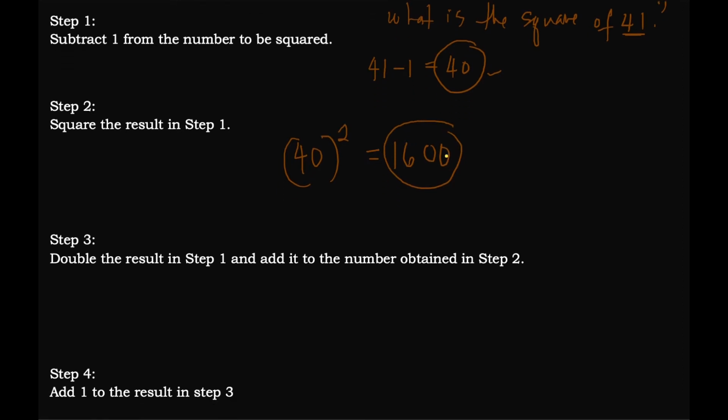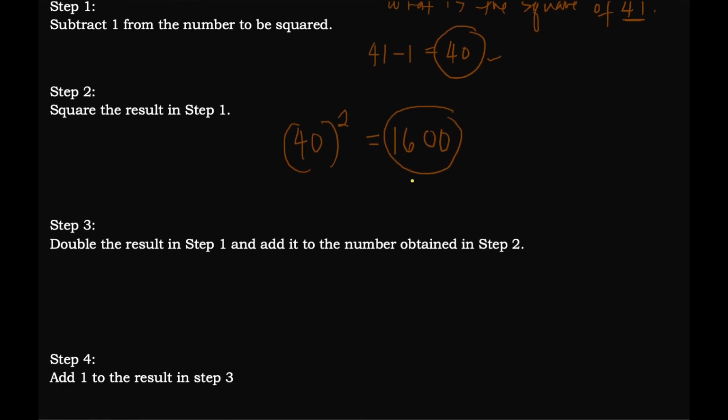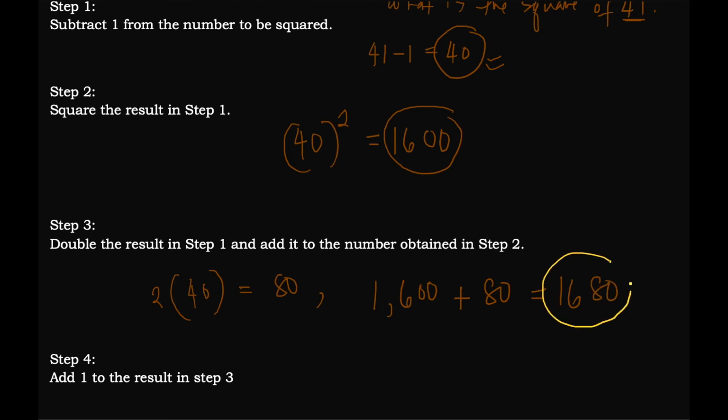Okay, and step 3 says double the result in step 1 and add it to the number obtained in step 2. So what is the number that we obtained in step 1? We obtained there 40, so I will double 40, or that will be 2 times 40, which is equal to 80. And another step here, add it to the number obtained in step 2. In step 2, I have obtained 1,600, and I will add here 80, and the answer will be 1,680. So this is now the result for step number 3.